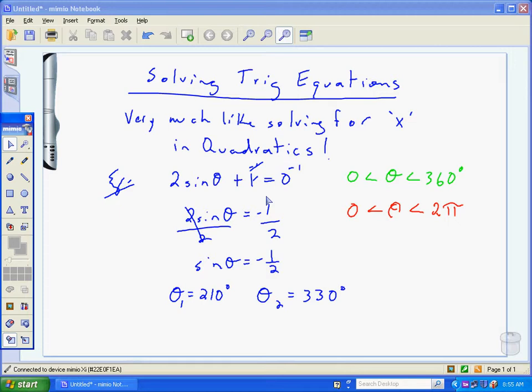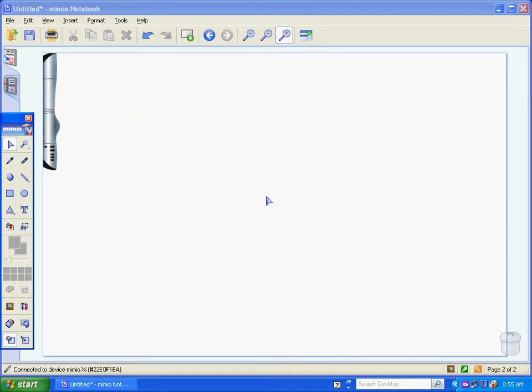Okay. So let's go to the next page here. I'm going to erase this one, and we'll do the same thing. So, like I said, it's just like solving for x, only a little bit different. Let's go try one. I will do one more chartable one just to make it a little bit calmer. 2 cos theta minus root 3 equals 0. So we'll do another easy one, then we'll get into one that's not chartable.